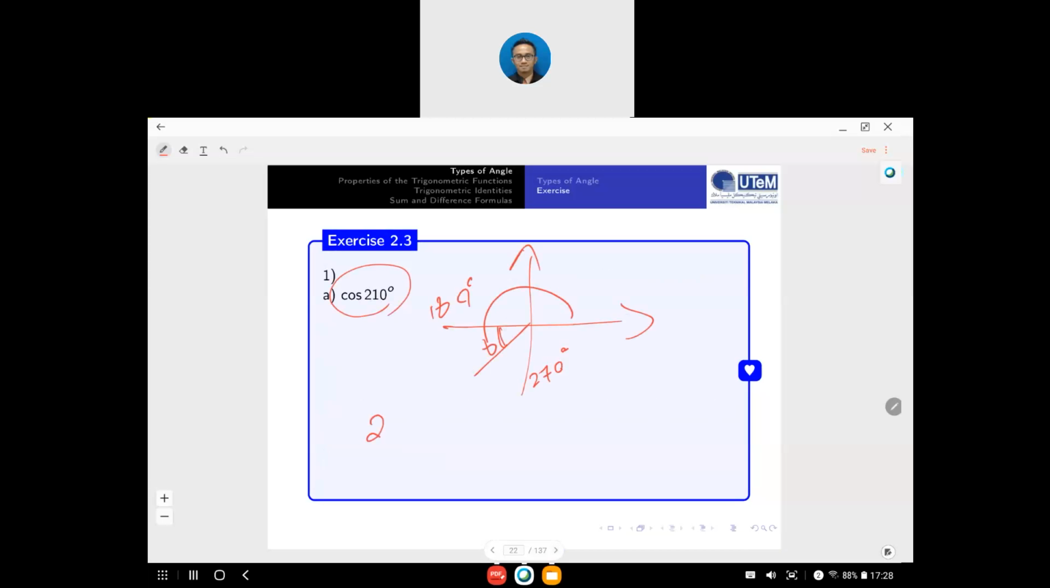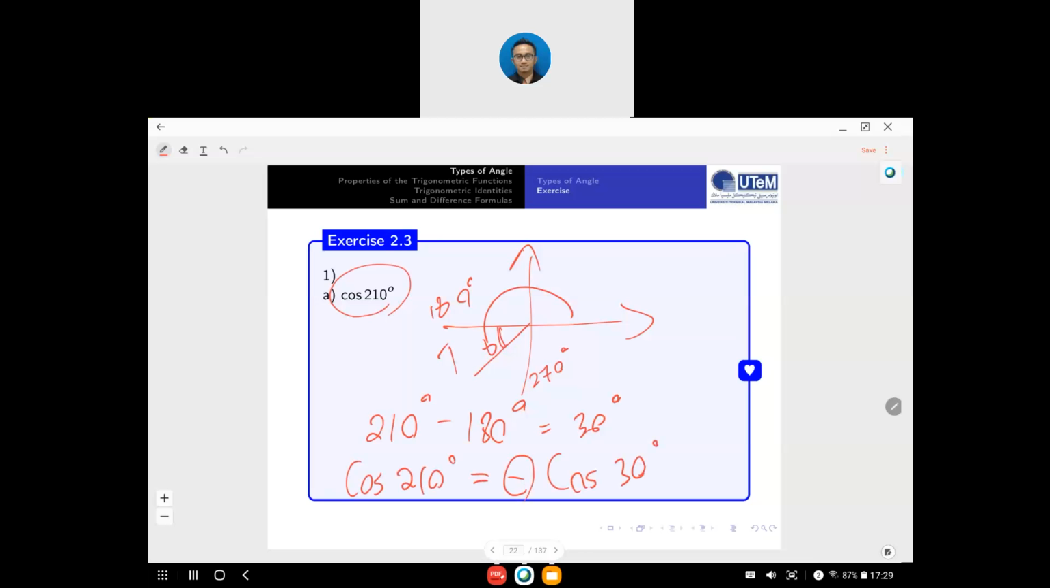So 210 degree minus 180 degree, you can get 30 degree. And then you must check whether cos in the third quadrant is positive or negative. This one, only tangent is positive. So in the third quadrant, cos must be negative. So cos 210 degree is equal to negative cos 30 degree. You must put negative here because it is in the third quadrant.